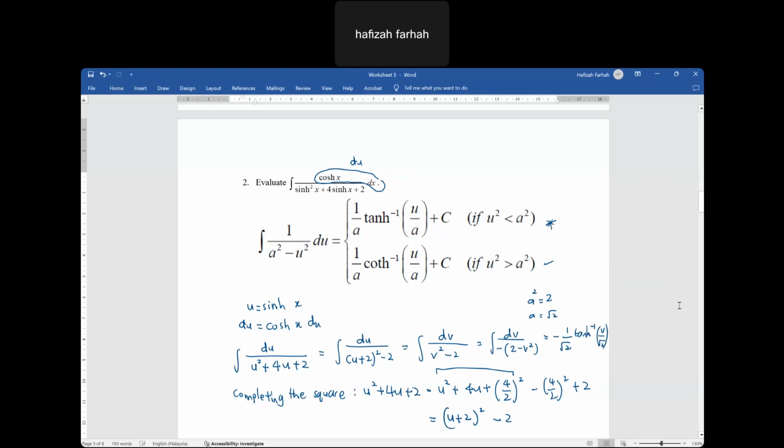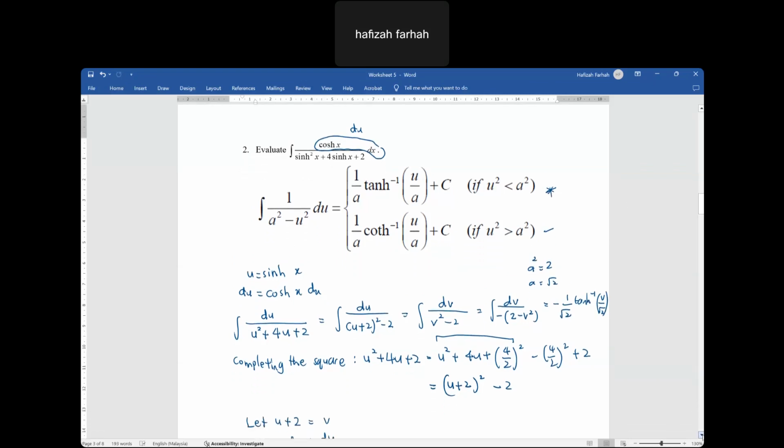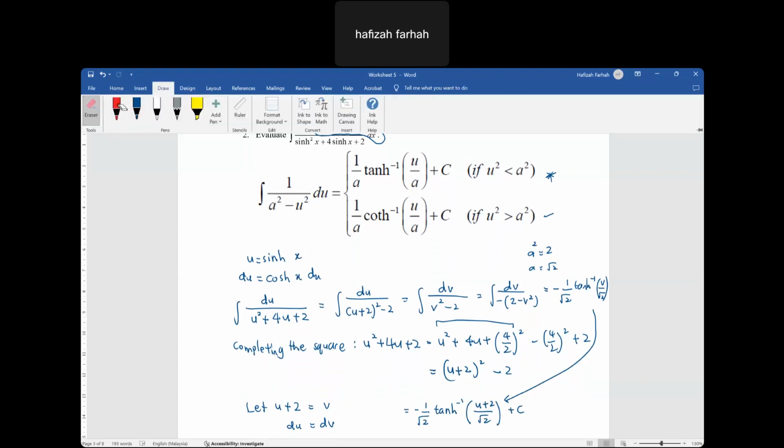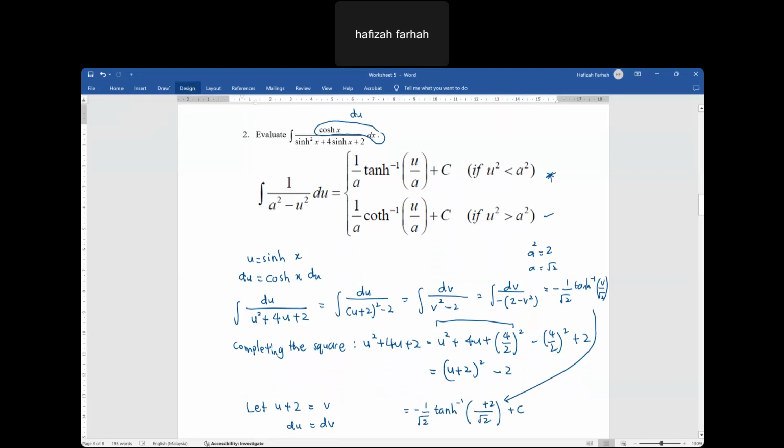Okay, let me continue here. Given your v, the answer is negative 1 over square root of 2 arctangent hyperbolic of, your v is given as u plus 2, over square root of 2, plus C. Given your u is sinh x, so this one would be sinh x.